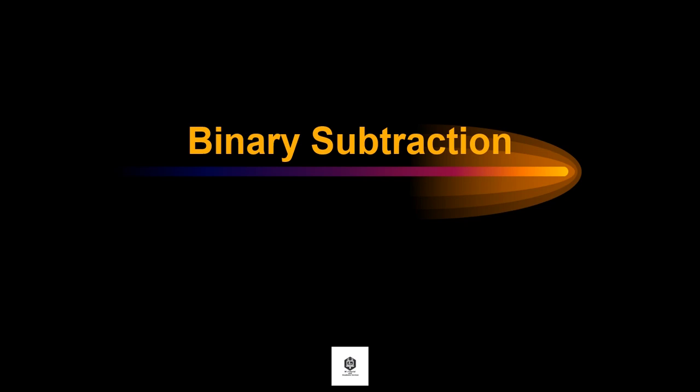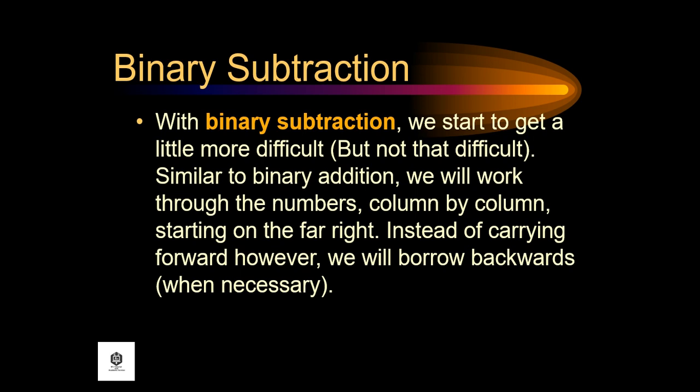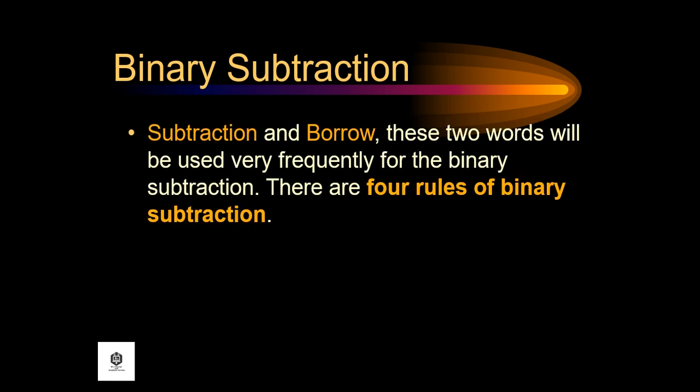Let's proceed to binary subtraction. With binary subtraction, we start to get a little more difficult, but not that difficult. Similar to binary addition, we will work through the numbers column by column, starting on the far right. Instead of carrying forward, however, we will borrow backwards when necessary. Subtraction and borrow: these two words will be used very frequently. There are 4 rules of binary subtraction.